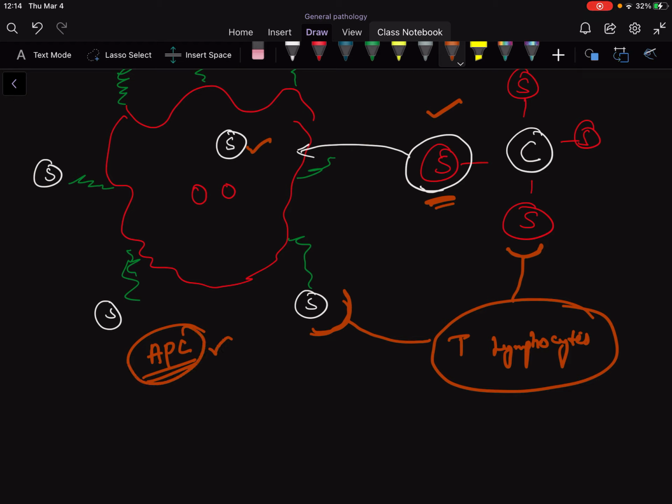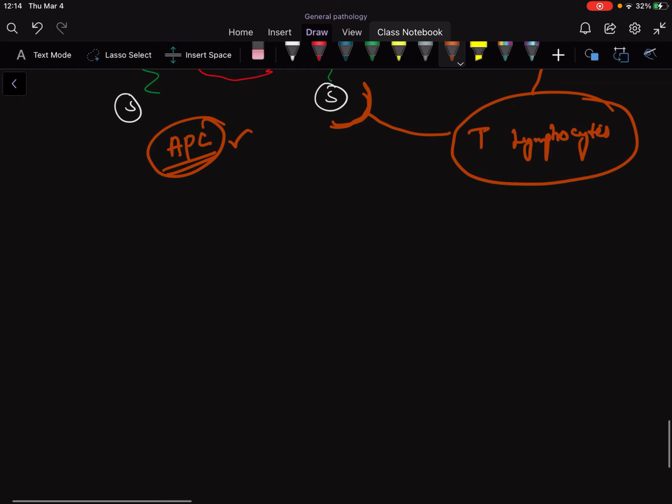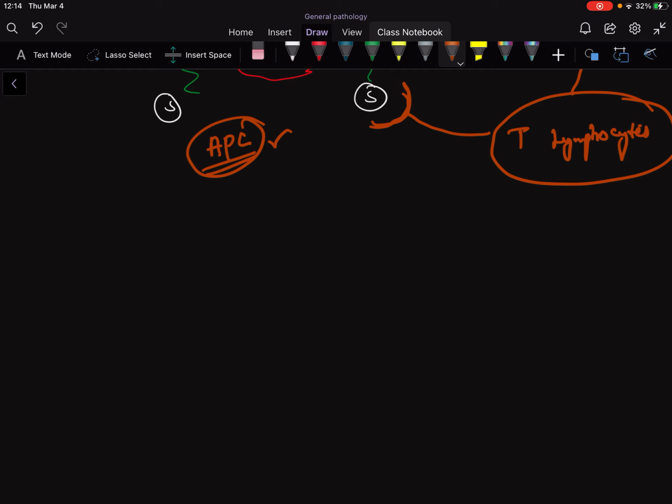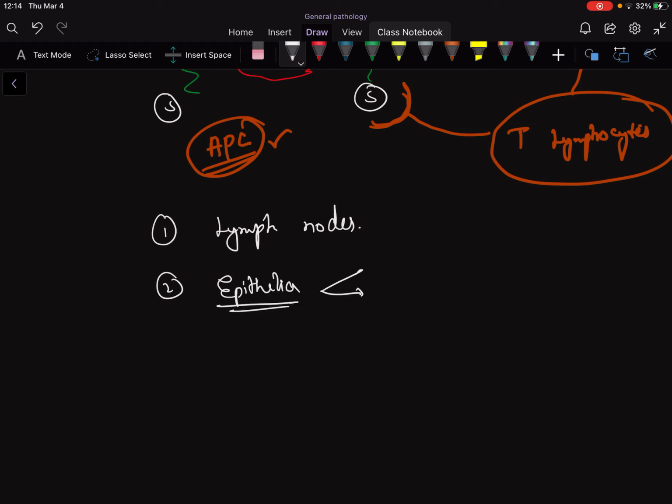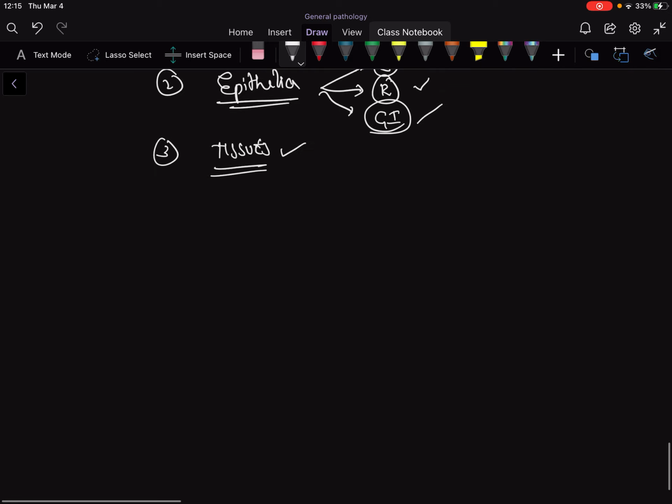Since you already know the process, that was about dendritic cells. And dendritic cells are mainly found in lymph nodes and epithelia. Can you name the three epithelia I told you earlier? The first one is skin, the second one is respiratory epithelium, the third one is gastrointestinal epithelium. So dendritic cells are present in all of these tissues. They are also present in certain other types of tissues. So that was about dendritic cells.